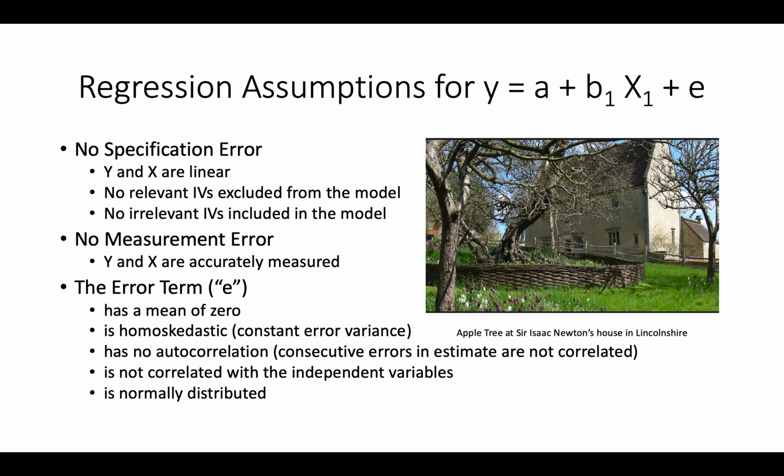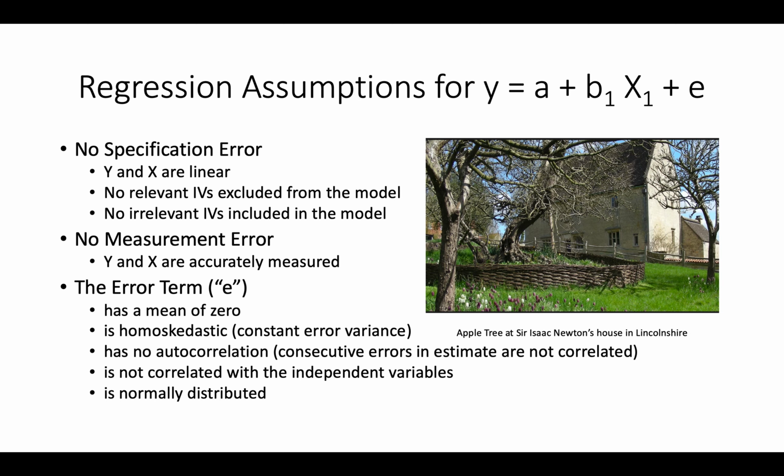The no specification error assumption has three sub-assumptions. X and y have a linear relationship to each other. There are no relevant independent variables excluded from the model, and there are no irrelevant independent variables included in the model. The no measurement error assumption is straightforward, while the error term assumption has five sub-assumptions.